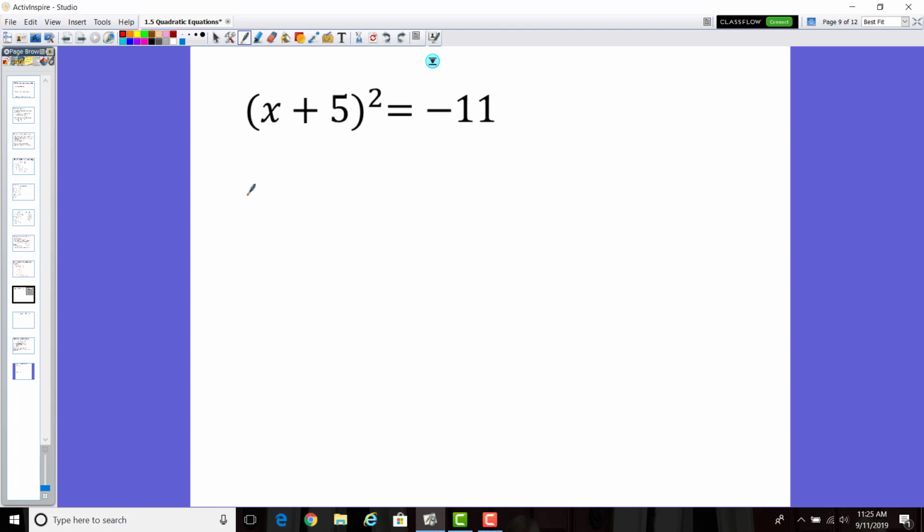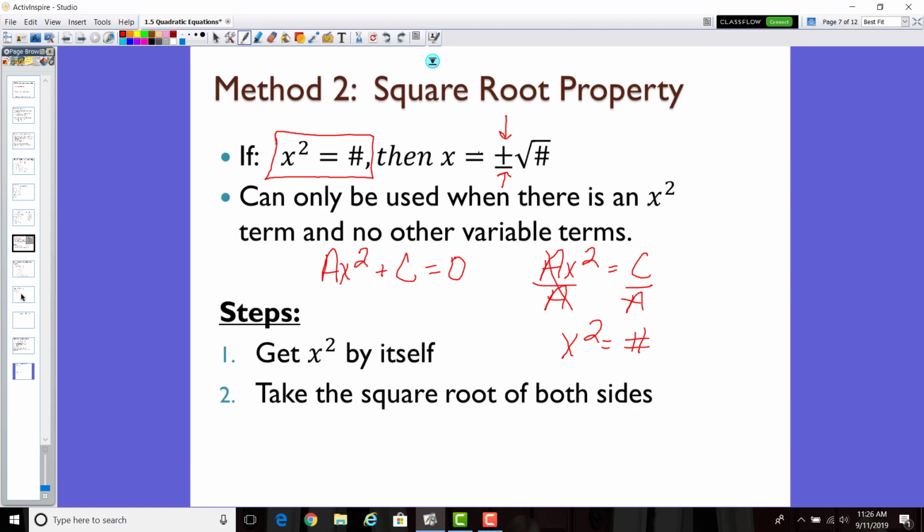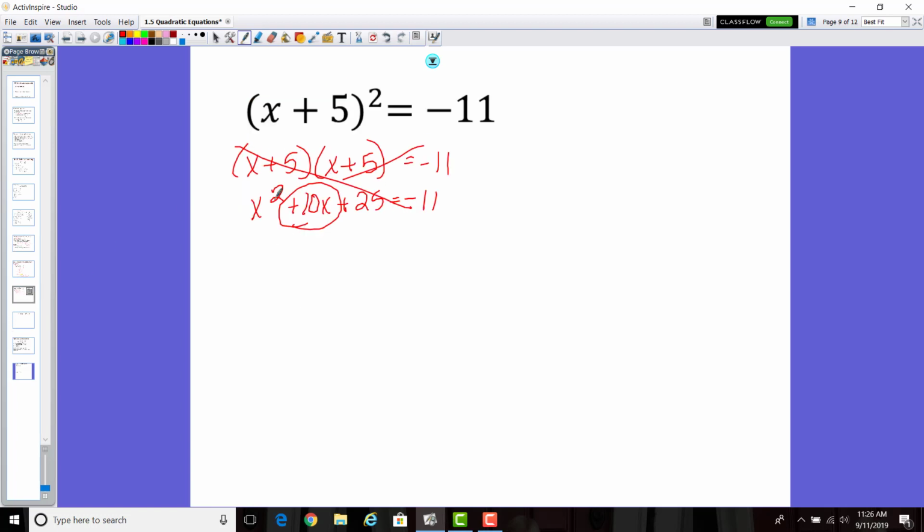Example 2 here. This one could be a little confusing because sometimes people want to do this. But remember, I'm using the square root property. If I do that, I get x squared plus 5x, which is 10x, plus 25. Can I use the square root property if I have another x term in there? No, I can't. So if you do this, you should know that you're doing something wrong because you can't use the square root property when you have an x squared and an x term.